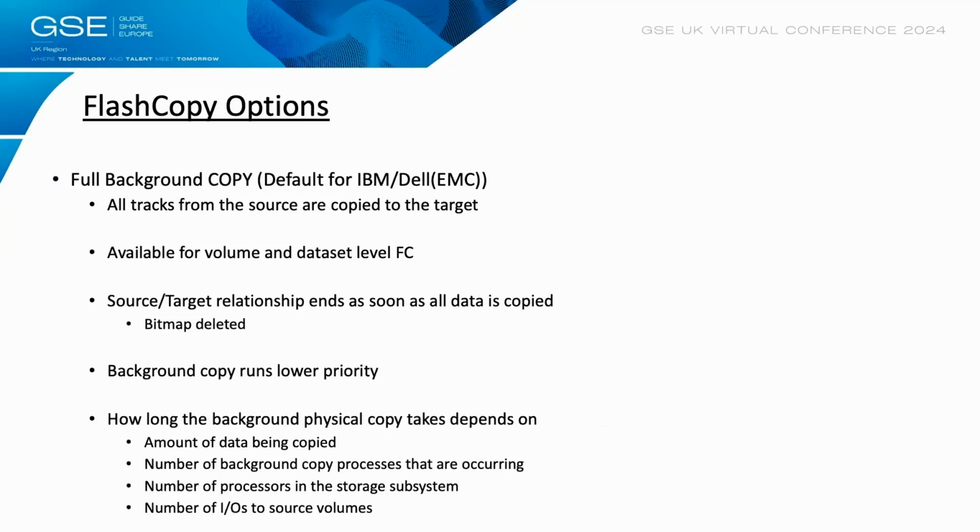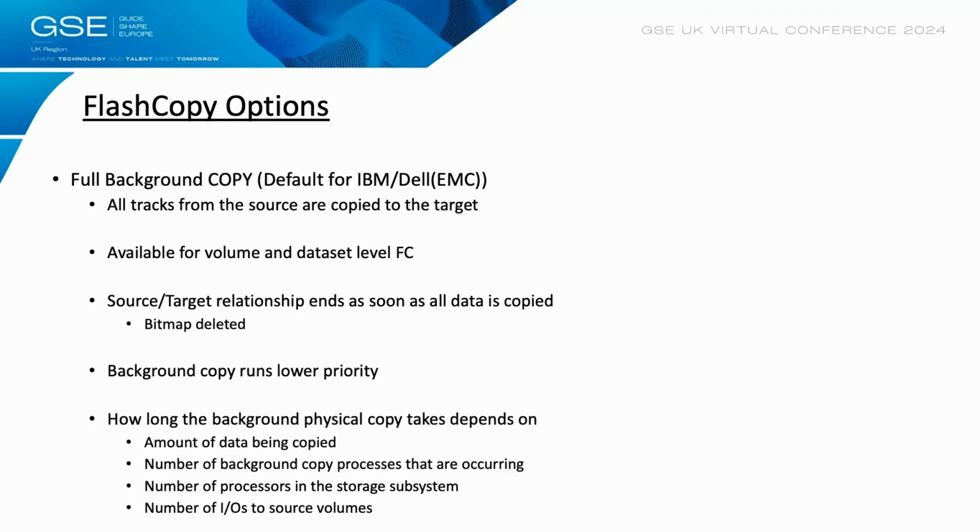Okay, full background copy. So the options. The full background copy, which is the default for all the major ones. Right, all tracks are copied, available for volume and dataset level Flash copies. And as soon as that source target relationship ends, so as soon as that is all copied, that bitmap is deleted. So we don't keep it, no point.